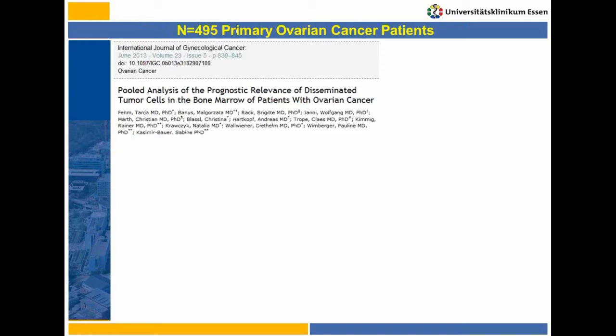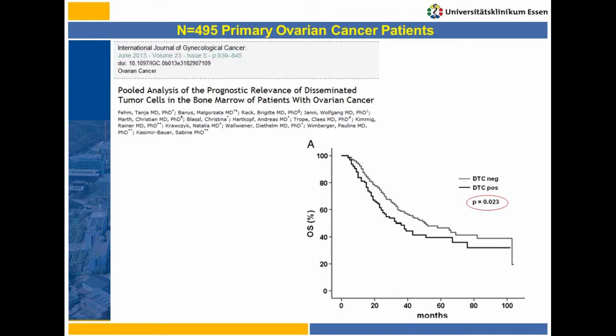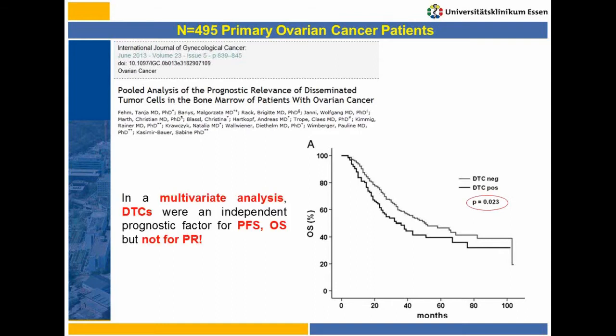This is a study which has already been published in 2013. This is the analysis of 495 primary ovarian cancer patients. Analyzing this cohort, we could show that DTCs present at primary diagnosis significantly correlate with a worse outcome. In a multivariate analysis, DTCs were an independent prognostic factor for progression-free survival and overall survival, but not for platinum resistance.